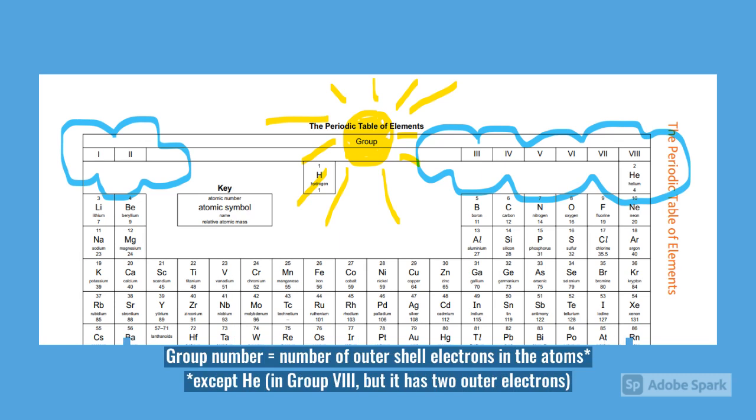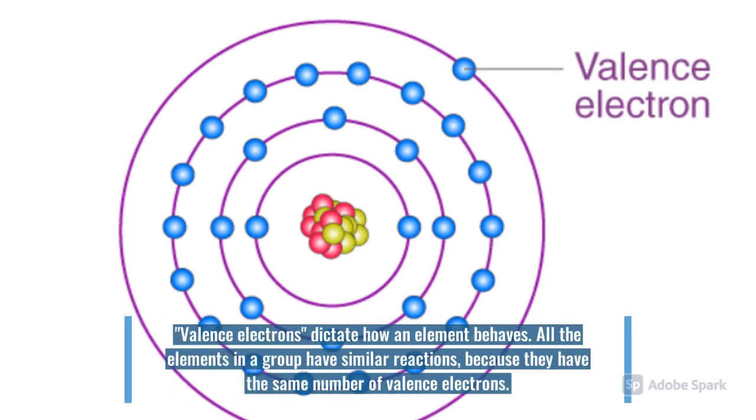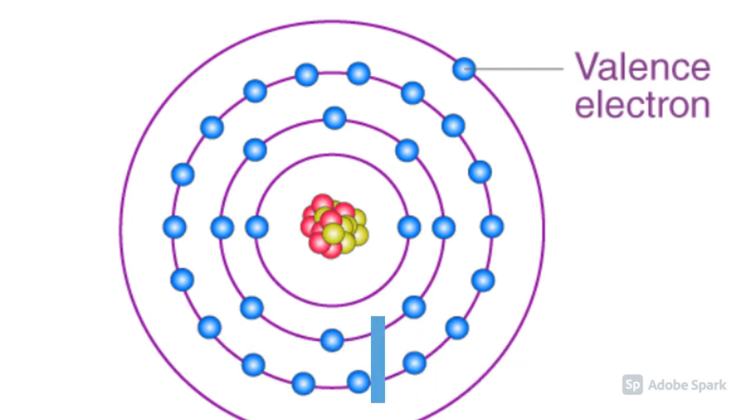The group number is the same as the number of outer shell electrons in the atoms, except for helium in group 8. In group 1, the atoms have 1 outer shell electron. In group 2, they have 2, and so on. The outer shell electrons are also called valence electrons, and they are very important. They dictate how an element behaves. So all the elements in a group have similar reactions because they have the same number of valence electrons.